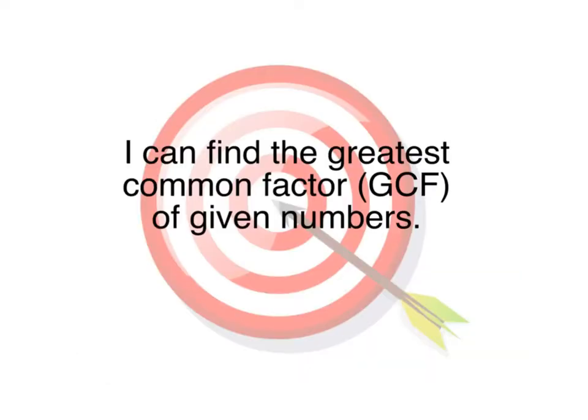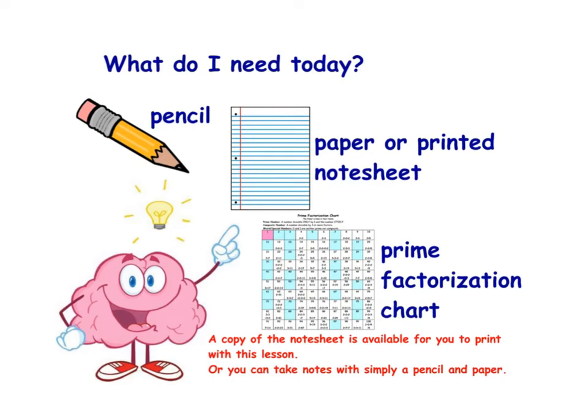Your goal today is to find the greatest common factor, or GCF, of given numbers using a strategy that's different from the ones your math teacher has taught you this week in your regular online math class. Today you'll need a pencil, a piece of paper, or you could print off the note sheet from Google Classroom. You'll also need a prime factorization chart. You can either look at it digitally from Google Classroom, on your computer screen, or you can print it off if you have access to a printer at home.